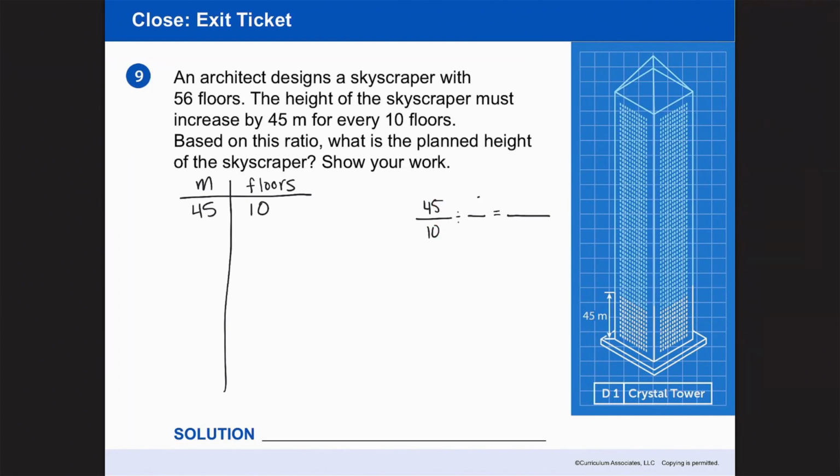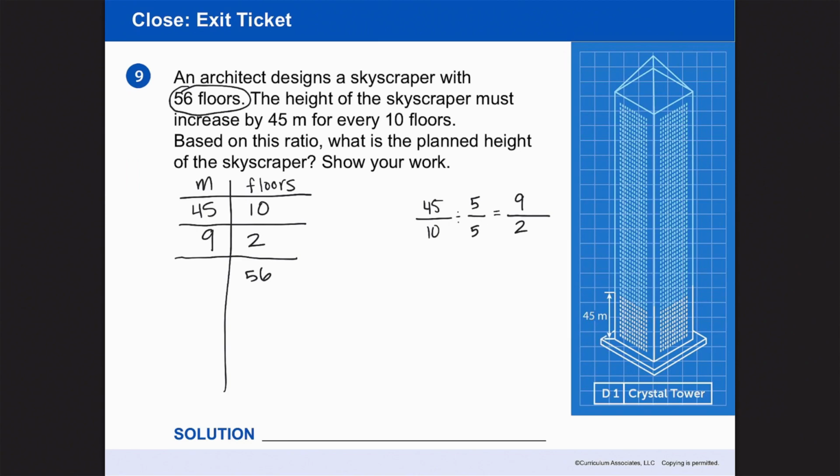So I'm going to divide by 5. So I'm going to count by 5s to get to 45: 5, 10, 15, 20, 25, 30, 35, 40, 45. That's 9 times. And then 5 goes into 10 2 times. Okay, so we'll put 9 to 2. So that's our equivalent ratio. Now we're going to look and it says, I want to get to 56 floors. So over here, I'm going to put 56.